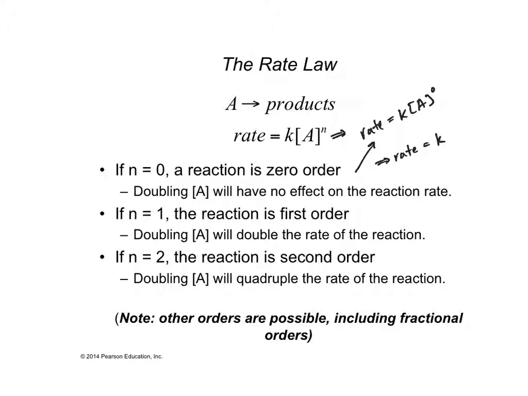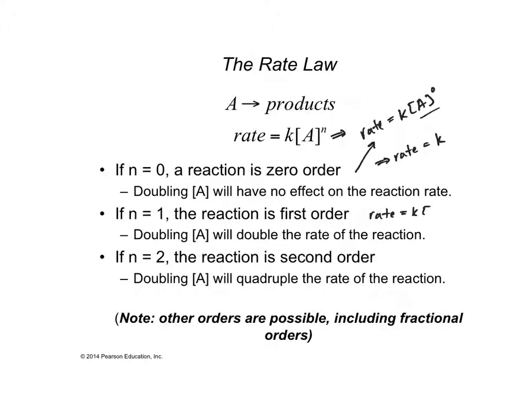Or zero order with respect to whatever reactant we're looking at, and essentially the rate has nothing to do with the concentration of that species. So if we increase the concentration of A, what's going to happen to the rate? Nothing, right? The rate is going to be constant throughout because it's a zero order reactant.